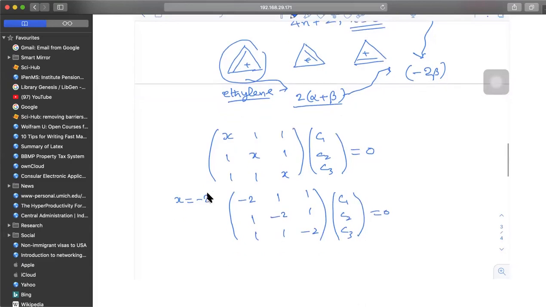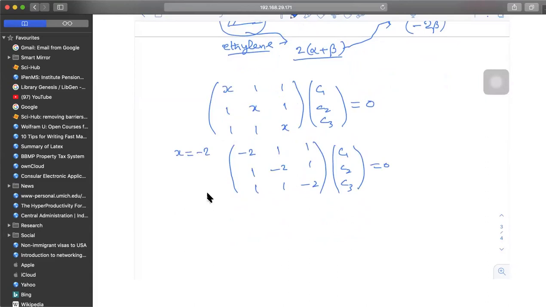Okay, this is fine, there is no mistake. So you have three equations. What are the three equations? You have minus 2 C1 plus C2 plus C3 is equal to 0. Then C1 minus 2 C2 plus C3 is equal to 0. Then C1 plus C2 minus 2C3 is equal to 0. Is that okay? Yes, sir.